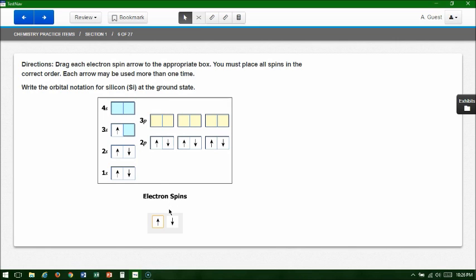This would be sodium and magnesium. So we're up to a total of 12. We're trying to get to 14. That would be aluminum.